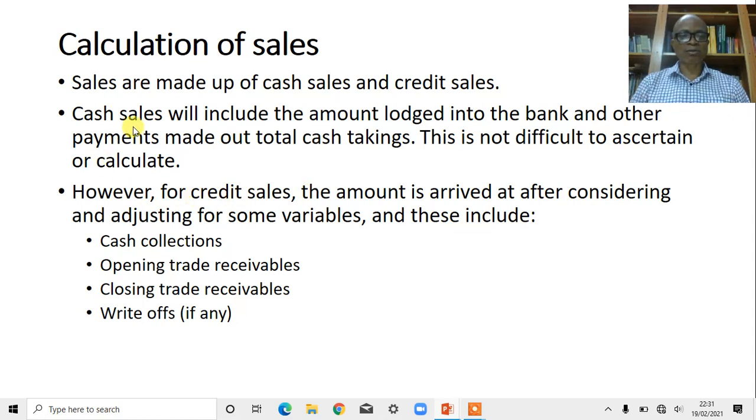That's credit sales. So in this concept, cash sales will include the amount lodged into the bank and other payments made out of cash, the total cash takings. This is not difficult to ascertain or calculate. However, for credit sales, the amount is arrived at after considering and adjusting for some variables, and these include cash collections, opening trade receivables, closing trade receivables, and write-offs, if any.